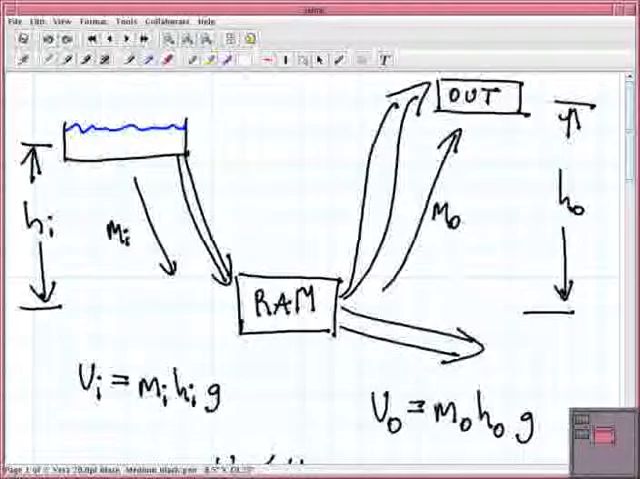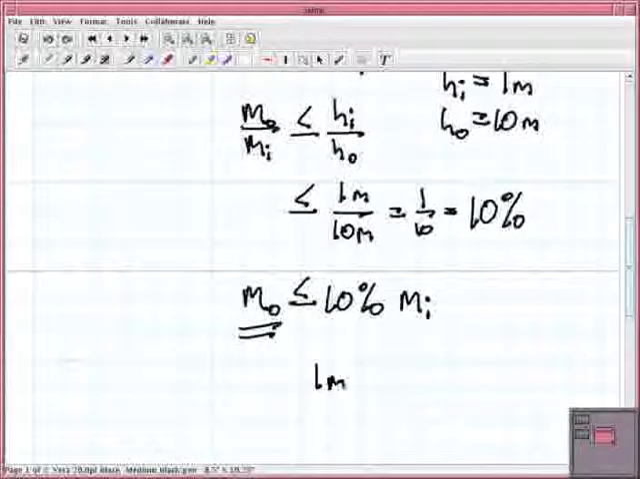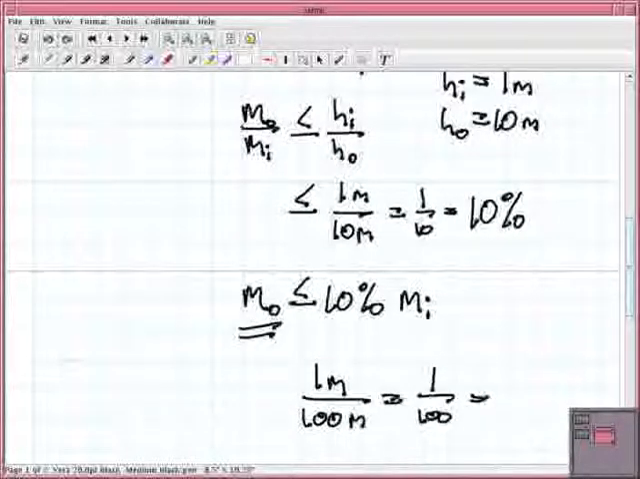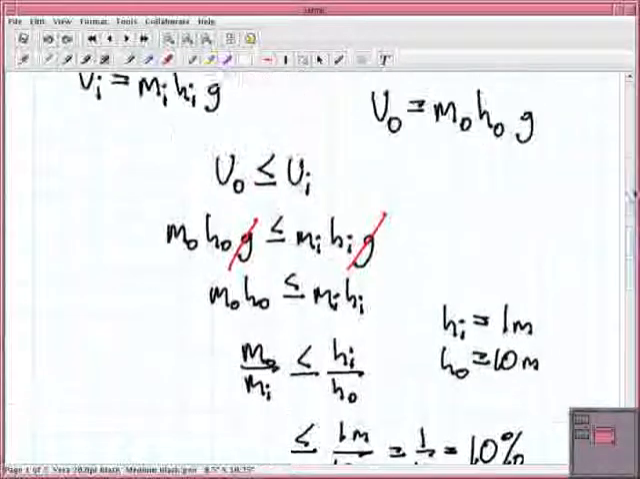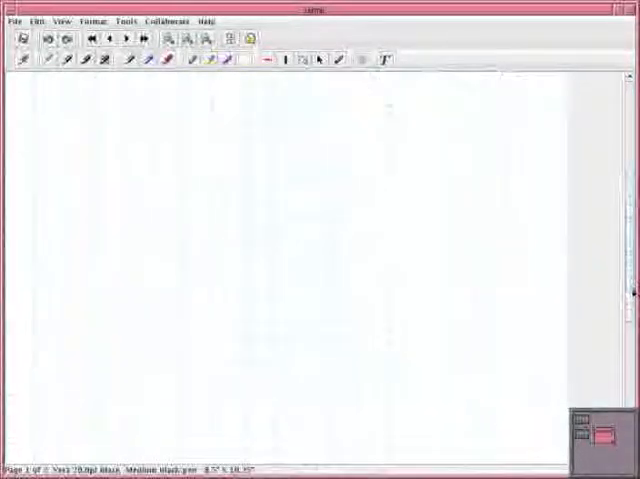Likewise, if we're trying to go from a 1 meter height here to a 100 meter height of our output, that would be 1 meter over 100 meters, or 1/100th, or 1%. We could lift no more than 1% of the water. Of this water flowing down through a height of 1 meter, no more than 1% of it could be lifted up then to a height of 100 meters. The other 99% going out here as discharge from the ram.